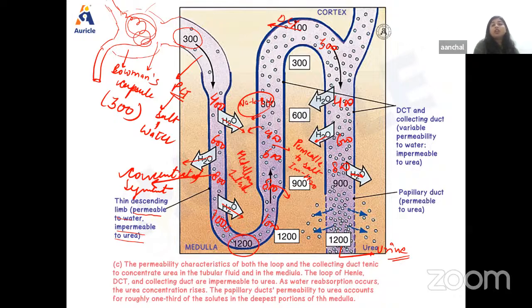Now talking about the DCT and collecting tubule, as we know, both are impermeable to water, but under the influence of the hormone ADH, both DCT and collecting tubule become permeable to water, and there will be continuous reabsorption of H2O from both. So again, the osmolarity of the filtrate will become 1200, and this urine becomes hypertonic to the plasma. Okay, now let's talk about this part, that is the vasa recta.